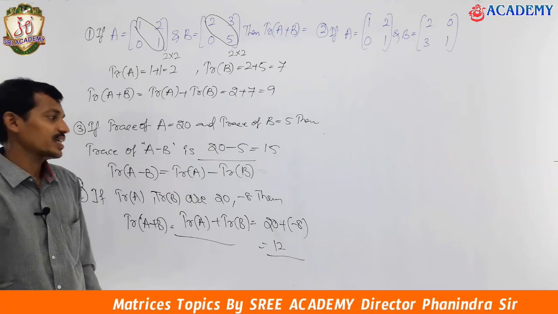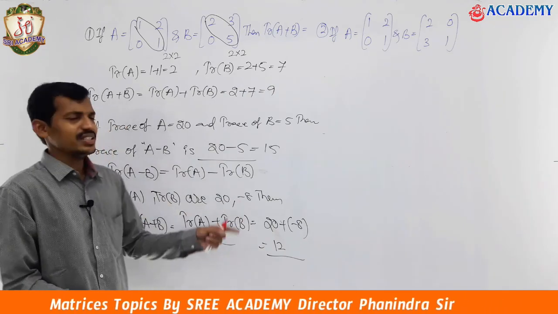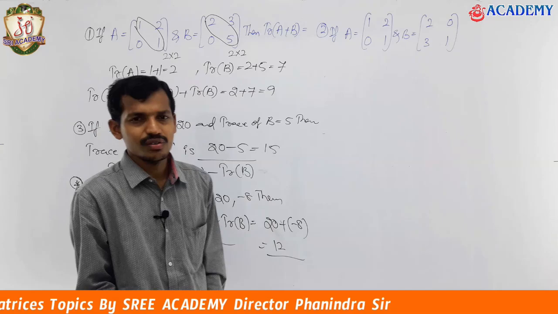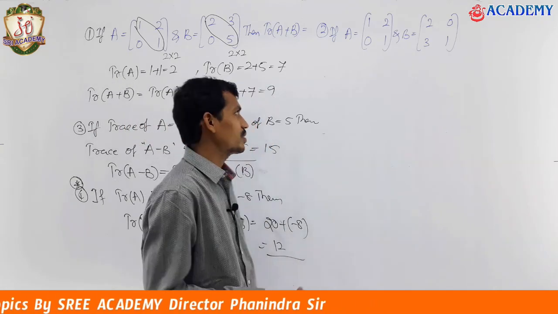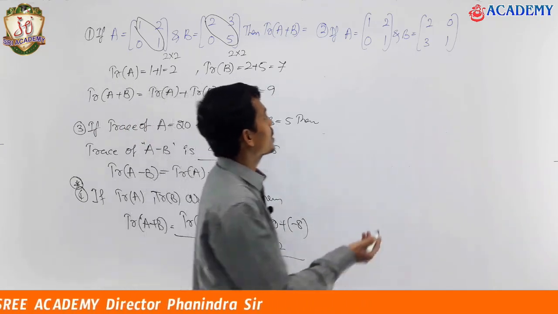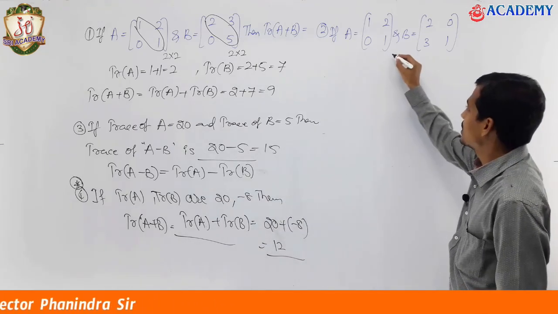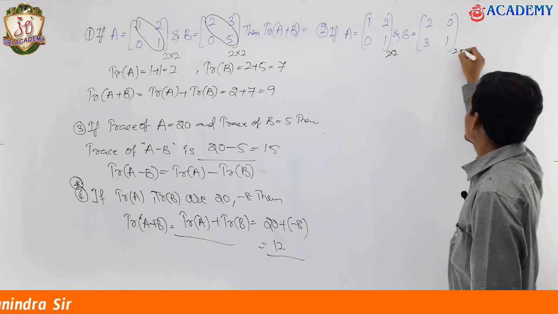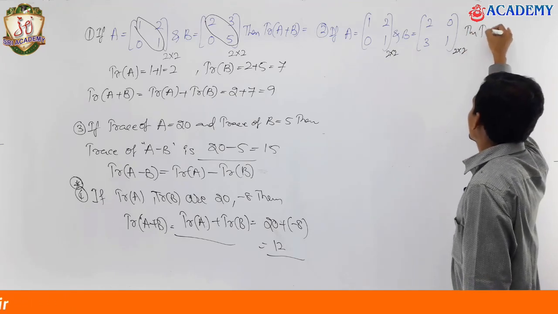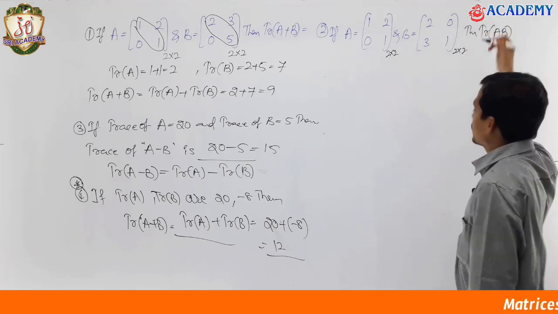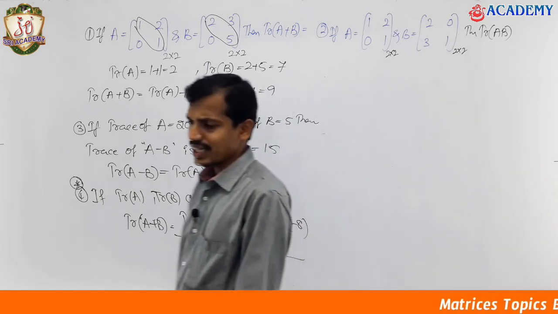Plus or minus 8. But trace is going to be any number, positive or negative, depending upon that. You may ask: here, given the question, A and B are 2 by 2 matrices, and it is asking for trace of AB.